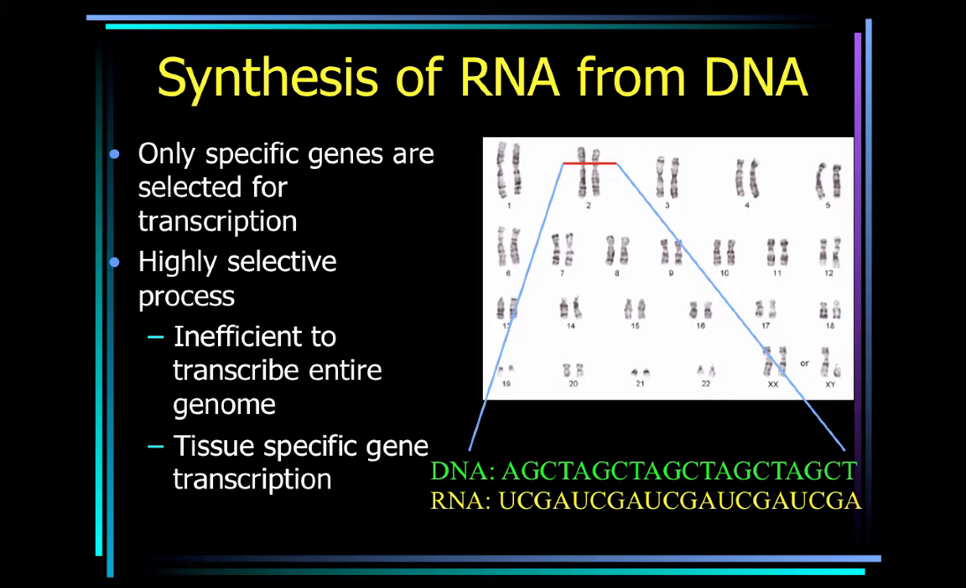And the whole reason that we don't produce mass amounts of mRNA for entire chromosomes or entire genomes is because it's really inefficient. You don't need every single gene to produce a protein at every single point in time. So transcription is really tissue and gene specific.